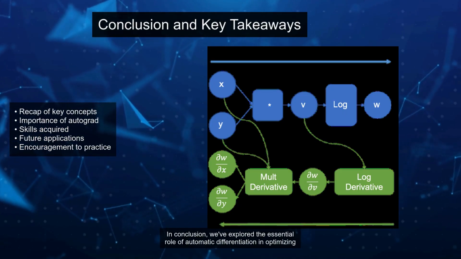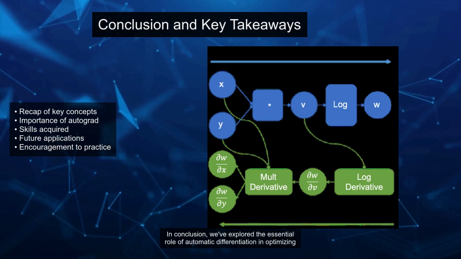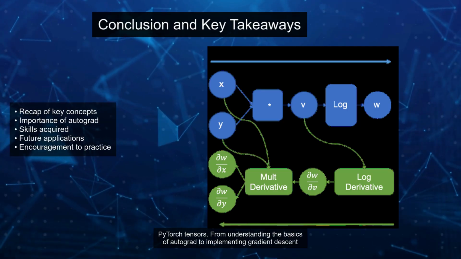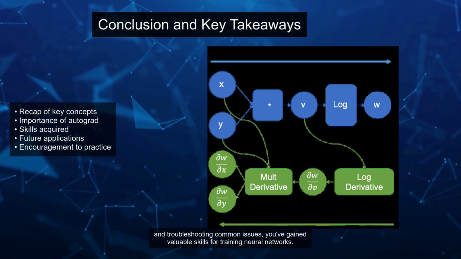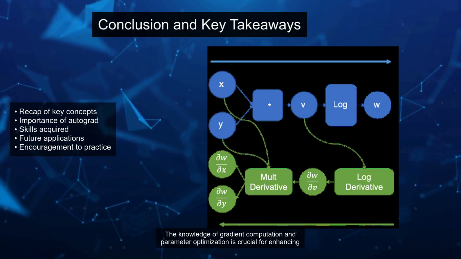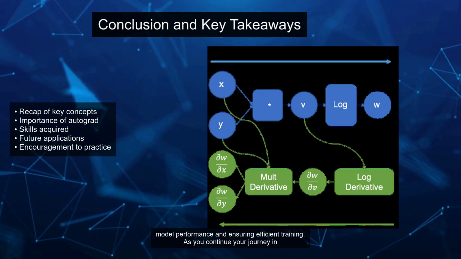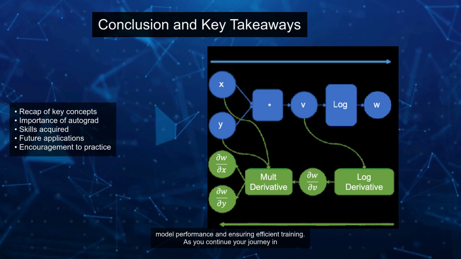In conclusion, we've explored the essential role of automatic differentiation in optimizing PyTorch tensors. From understanding the basics of Autograd to implementing gradient descent and troubleshooting common issues, you've gained valuable skills for training neural networks. The knowledge of gradient computation and parameter optimization is crucial for enhancing model performance and ensuring efficient training.